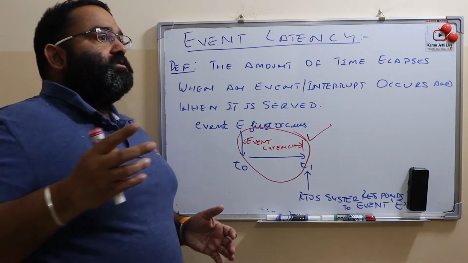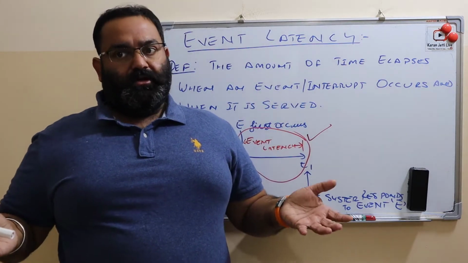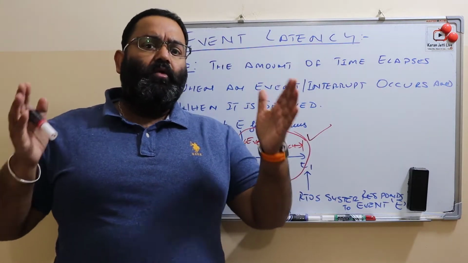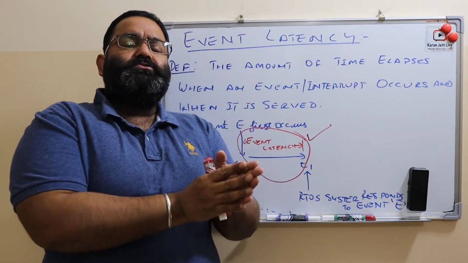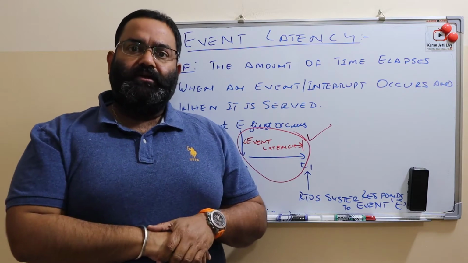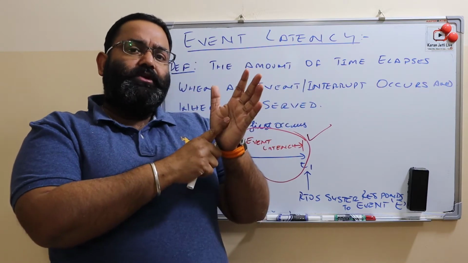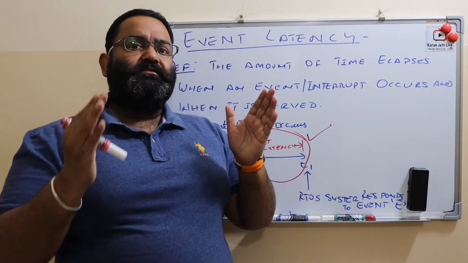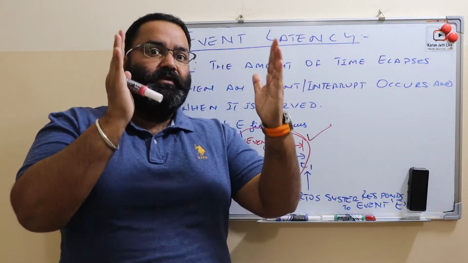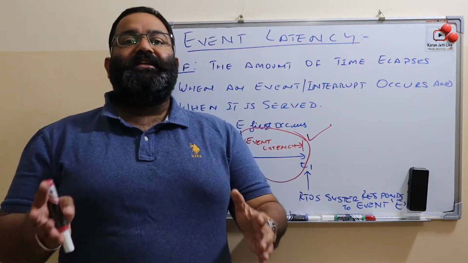By event we mean it can be any event or it can be an interrupt. When an interrupt happens, the operating system has to leave the present work and start servicing that interrupt. It takes time until the operating system gets the notification and starts servicing. The time gap between that is called event latency.